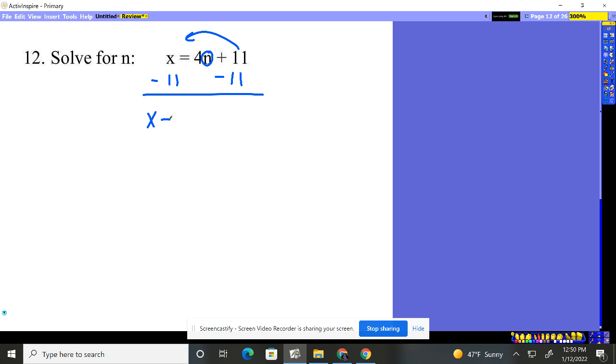X minus 11 is what I have on the left, equals 4 times n. Now, how do I get rid of multiplying by 4? I'm going to divide by 4. Divide by 4. And I get n equals x minus 11 divided by 4.